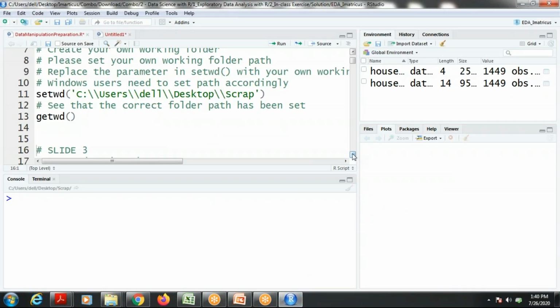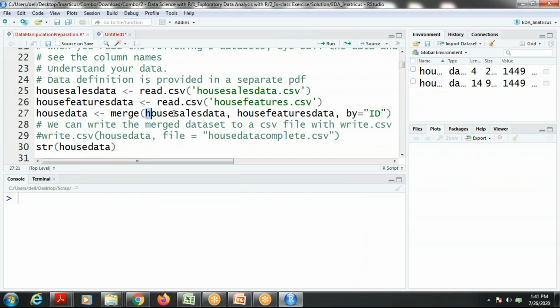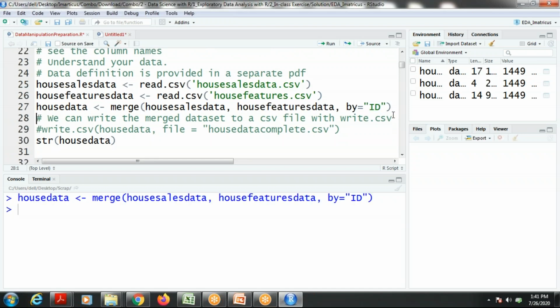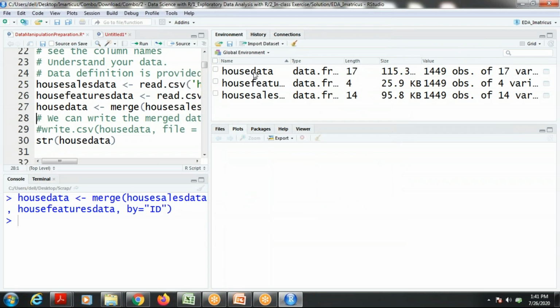Now, for that, what are we going to do? We are using a function called merge, passing house sales data and house feature data, and using the by argument, saying ID. I want to merge it by ID. Got it? If I run it, look here, my house data is created. I created a new data set called house data.